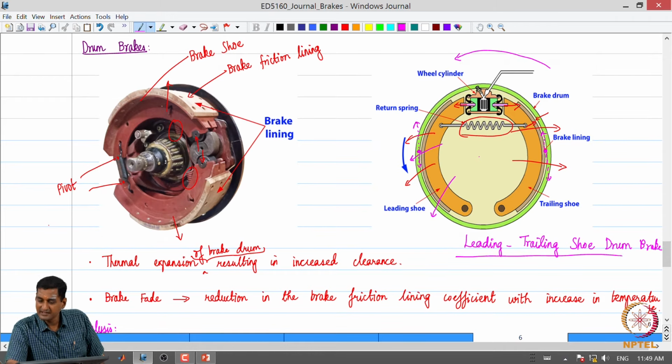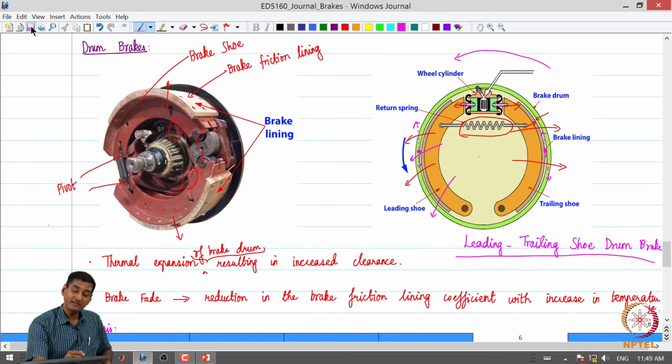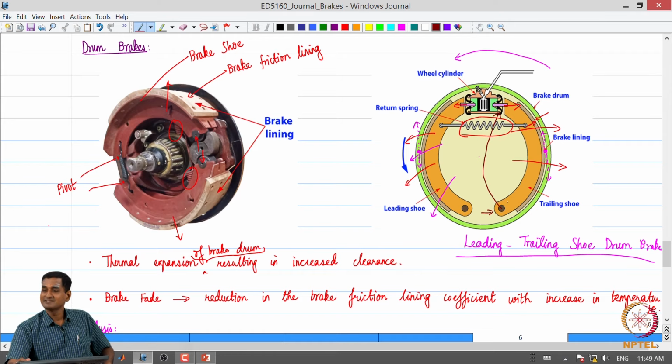Okay, this is what is called a leading trailing shoe drum brake. Now, if I want a two leading shoe drum brake, what should I do? Suppose, just for the sake of discussion, I want a two leading shoe drum brake. I will just push this pivot to this point and have an actuation force at the bottom for this shoe. Then you will see that for this particular configuration, the schematic that we are considering, both shoes will become leading shoes, right, is it not?